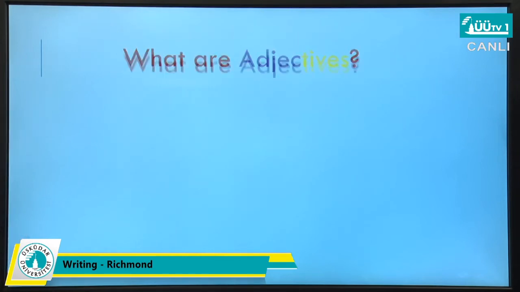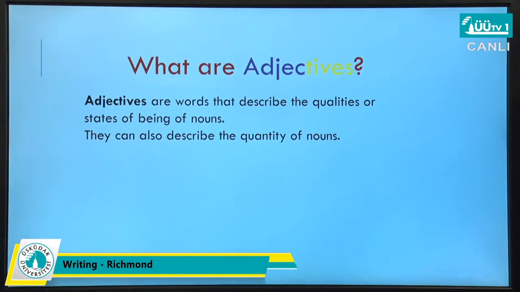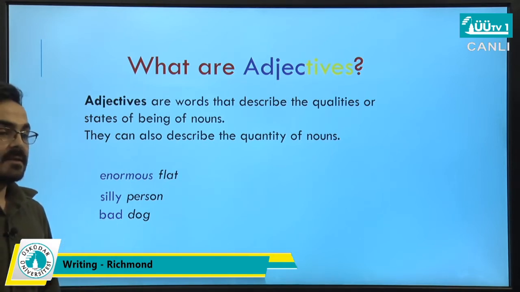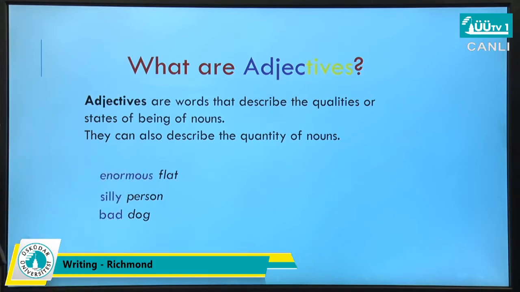And what are adjectives? Adjectives are words that describe the qualities or the states of being of nouns. They can also describe the quantity of nouns, such as enormous flat, silly person, bad dog. These are all adjectives, right? These describe a noun and the state they are in, the quality of the noun. How is it? It is enormous. How is it? He is a silly person. How is this dog? Bad dog, right?